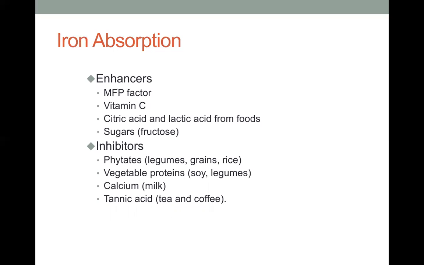Citric acid and lactic acid from foods. Lactic acid occurs in a lot of fermented foods. That can increase your iron absorption. And small presence of fructose can increase your iron absorption. Things that inhibit iron absorption include phytates, and phytates are kind of a phosphorus storage form in plants. Sometimes they're found as phytic acid, but they're able to bind minerals.